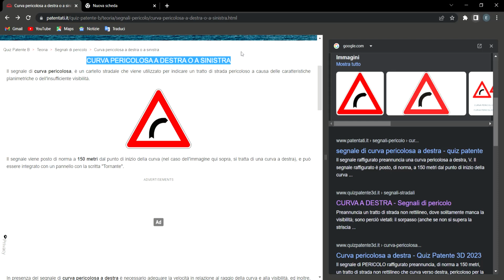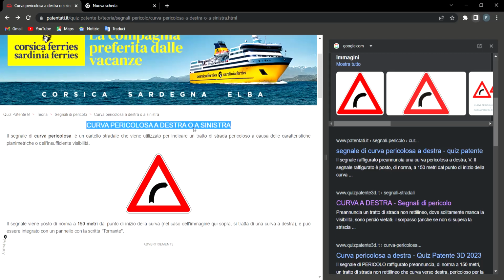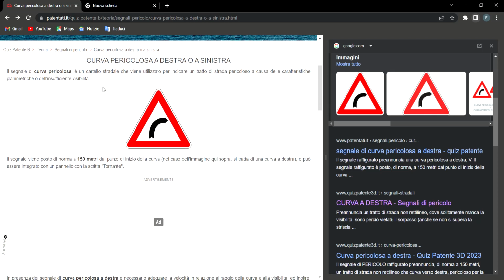So it's trying to say that this is another sign, a danger sign used to describe a road that has a dangerous curve or a dangerous bend. It could be at the right hand side or at the left hand side. Now let's move forward to see what it really implies.